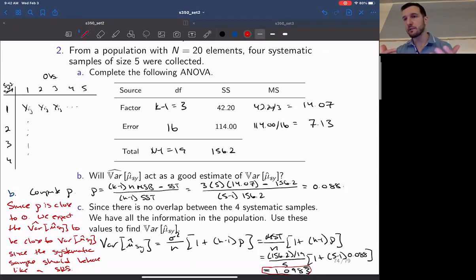structured like an ANOVA style situation. And in that case, as long as we don't have any overlap between the systematic samples, which shouldn't be an issue, we can then construct an estimate for rho based off of the population information. And then we can compute the true variation for the actual systematic approach. But again, that would require we have all population information.